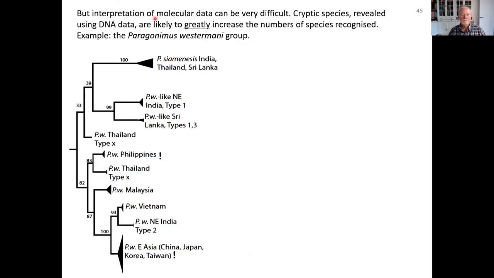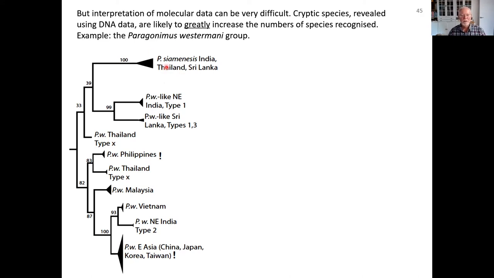Another example. This is really within notionally a single species. Interpretation of molecular data can be very difficult. All of these sequences here came from Paragonimus westermanni. Paragonimus westermanni occurs in Thailand, but there are no known human cases in Thailand. Why is that? I don't know. Human cases come from the Philippines, where they are very common, and from China, Japan, Korea, Taiwan, where they used to be very common, but they are now mostly controlled by public health measures.